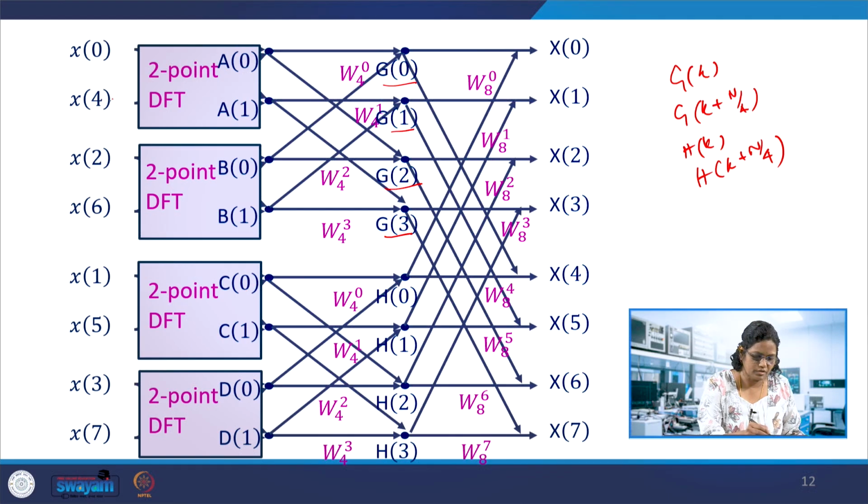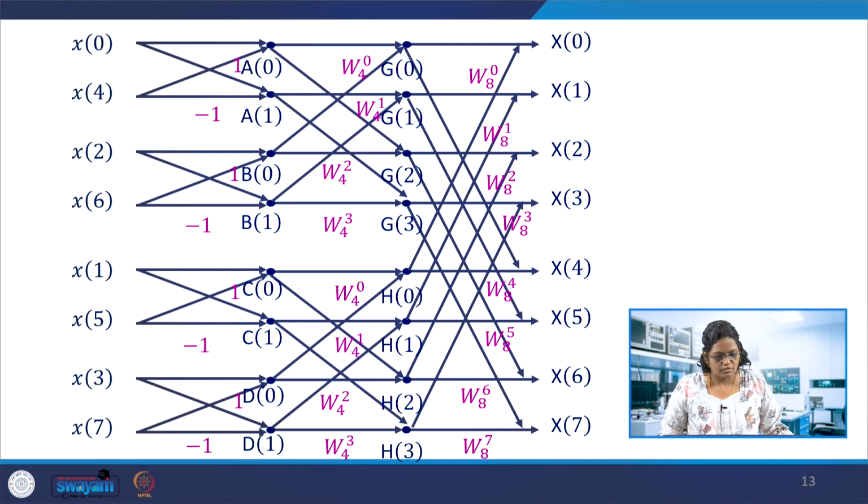Now the order you can see is x of 0, x of 4, x2, x6, which this 2-point DFT takes, and another 2-point DFT for the odd samples. From this the butterfly comes. This is one butterfly structure, which takes one complex multiplication and 2 complex additions. Because this is minus 1, it's simple, but if you have W suffix n bar 0 or 1, 2, then it needs this multiplication here.